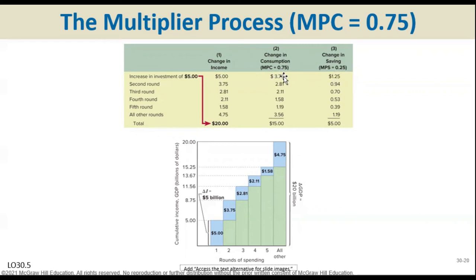As they consume this 75% of the 5 billion, which is 3.75, that becomes the new income injected into the economy. Out of this income, people will consume 75% and save 25%. So this 2.81, which is 75% of 3.75, will become the new income.